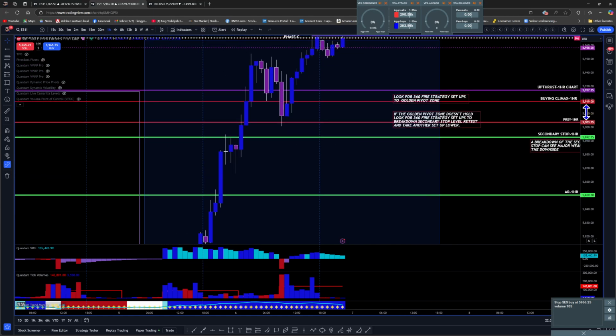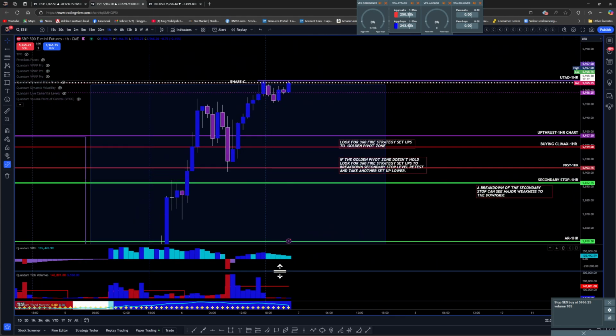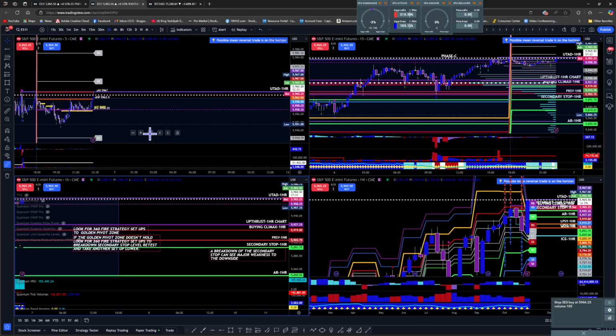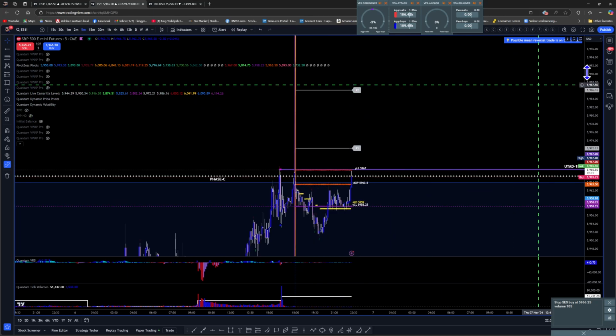Now this is what I'm looking at for tomorrow. Let's go down to the 5-minute chart and we can see some of the Camarilla setups.